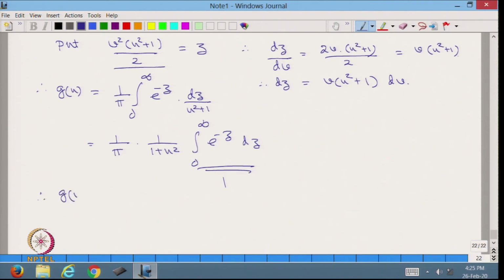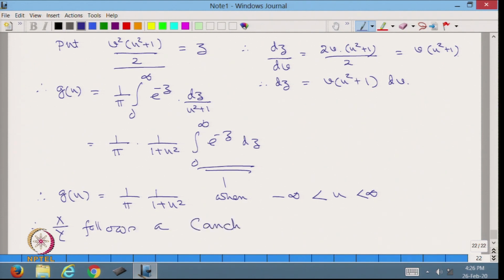Therefore, g of u is equal to 1 upon pi into 1 upon 1 plus u square, when minus infinity is less than u less than infinity. Therefore, x by y follows a Cauchy distribution.